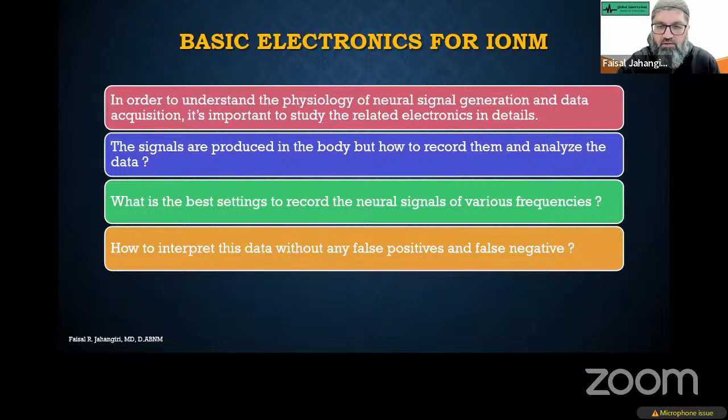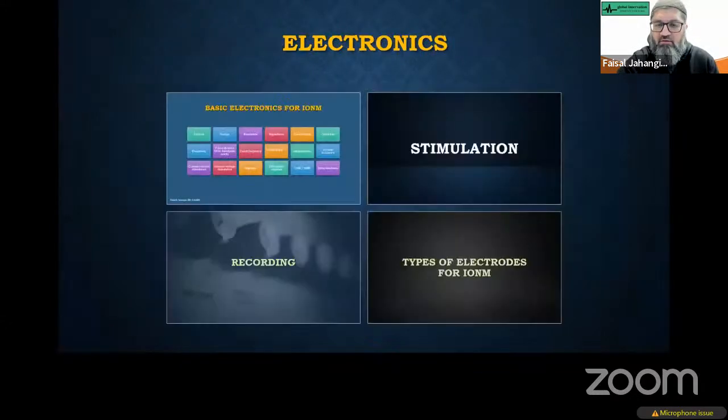So we need to use appropriate filters, and we should know what the filters are. Then we have to use the differential amplifier and amplify the signals. The function of the differential amplifier is to differentiate between the two inputs, and it amplifies only the difference. Only the difference between the inputs is amplified, but the common noise is not amplified.